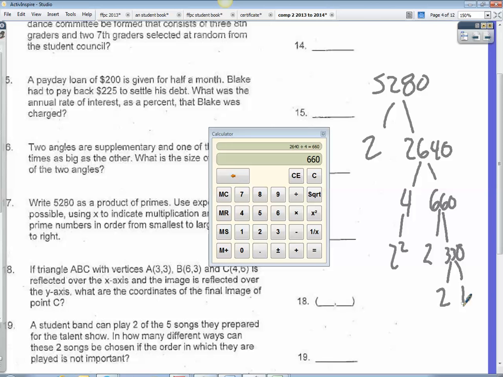So 300, 150, 160, 165. Well, that sure has a 5, right? So 165 divided by 5 is 33. And 33 is 3 and 11. So I have 1, 2, 3, 4, 5 2s.